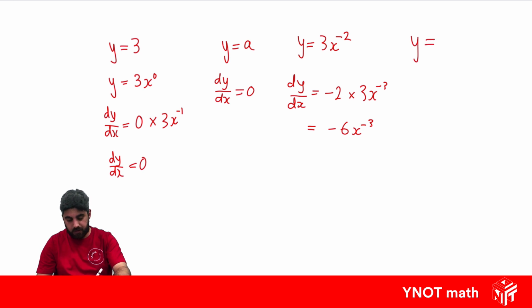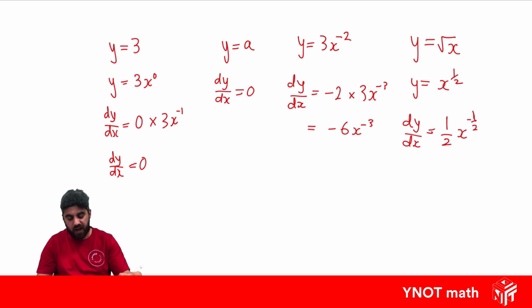What about y equals root x? Well, another way to write root x is x to the power of a half. And even if the power is a fraction, we can still apply our rule. So our derivative, we bring our power to the front, and minus 1 from the power, and a half minus 1 gives us minus a half, and that ends up being our derivative.